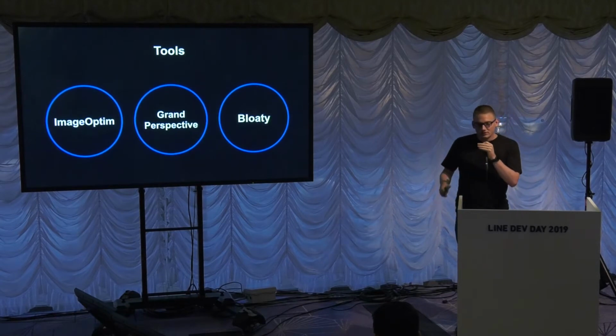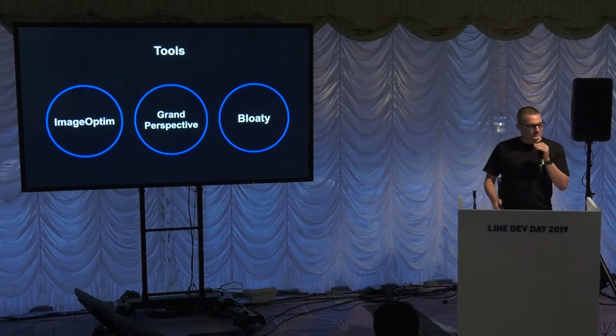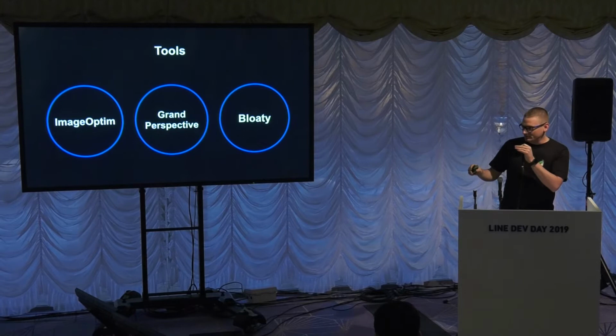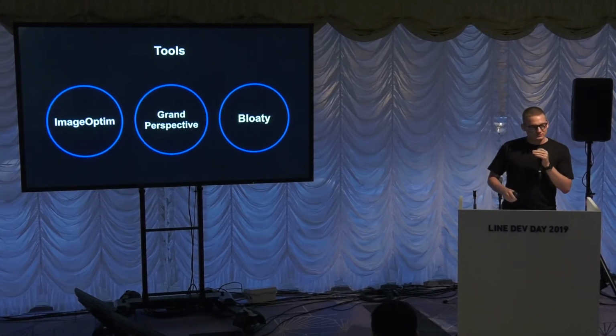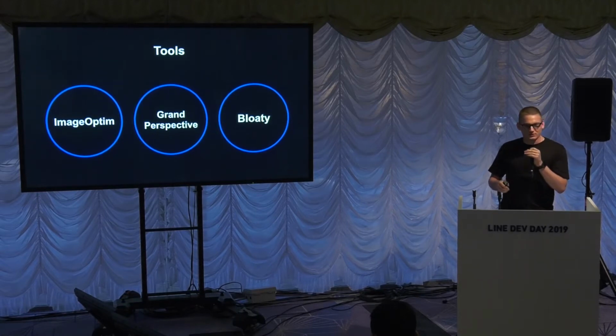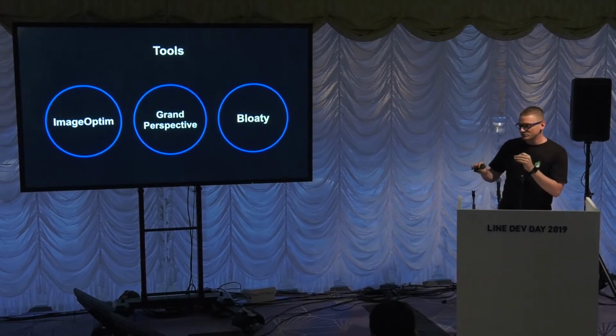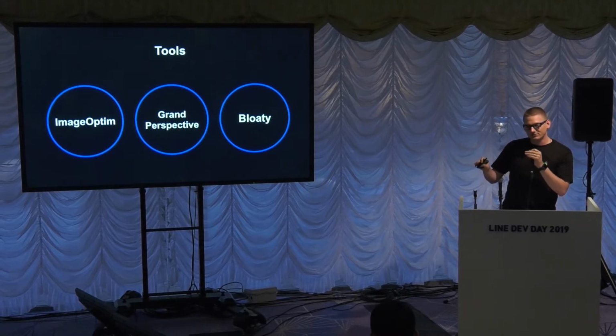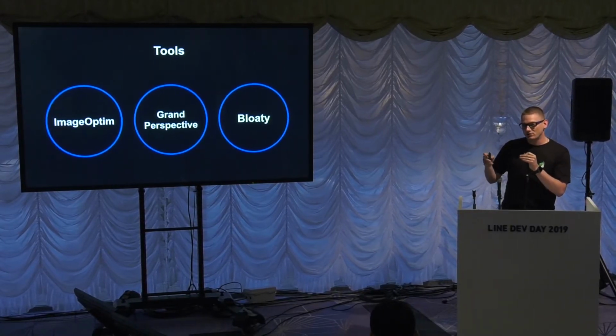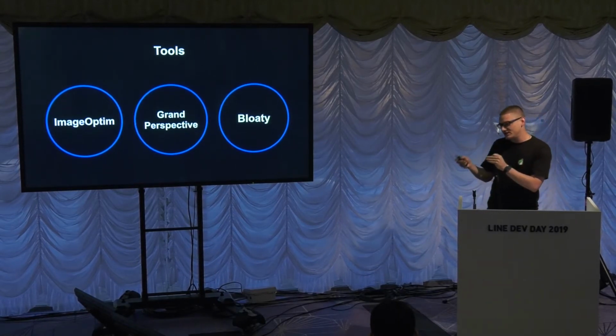Now, before I go into what we actually did, I'm going to talk about the tools we used. The first tool is Image Optim, which takes your PNG files and makes them smaller without reducing quality. The other two are more important because they're for measuring your file size. You want to make sure that you know how big your app is so that you can know what to change.